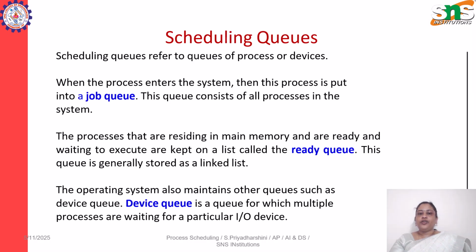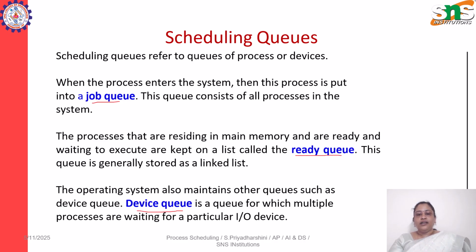Now let's see what the scheduling queues are. The scheduling queues refer to the queues of the processes or devices that are available in our system. Basically there are three different queues available in our system. The first queue is called the job queue, the second one is the ready queue, and the final one is called the device queue.